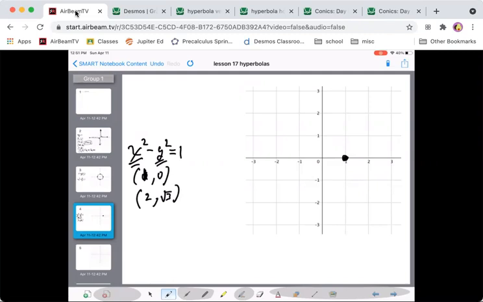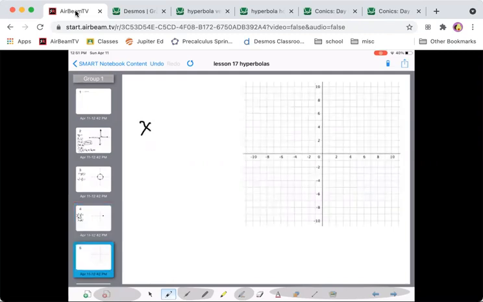I think I need a bigger axis here. So x squared minus y squared equals 1. One point is 1, 0. Another point is 2 comma square root of 3. Square root of 3 is like 1.7.